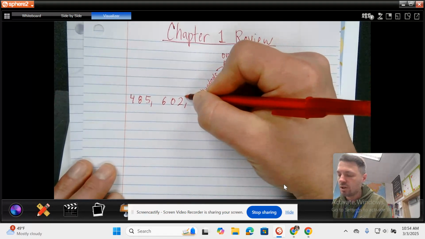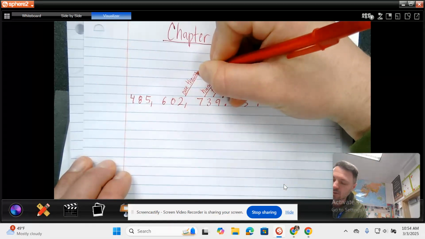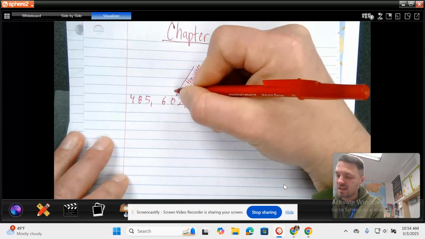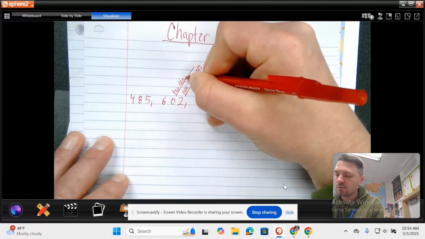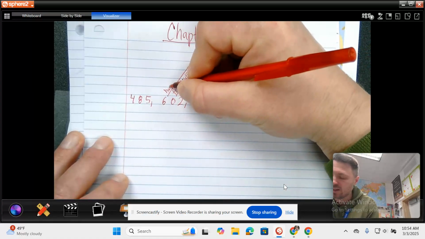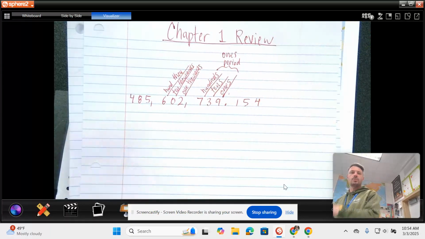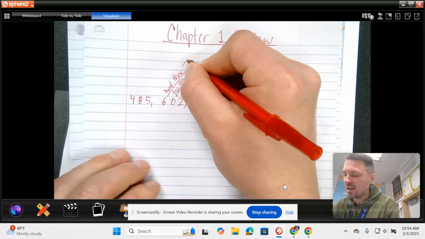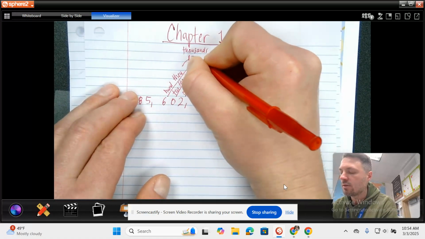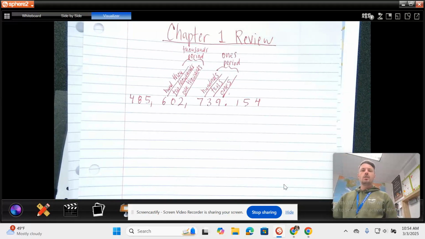Moving on, over here we have the 1,000s place. That 2 is in the 1,000s place. The 0 is in the 10,000s place. And the 6 is in the 100,000s place. Let's just write hund-thou, the 100,000s place. Now all three of those digits taken together are in the thousands period, because remember, a period is a group of three digits separated by commas.